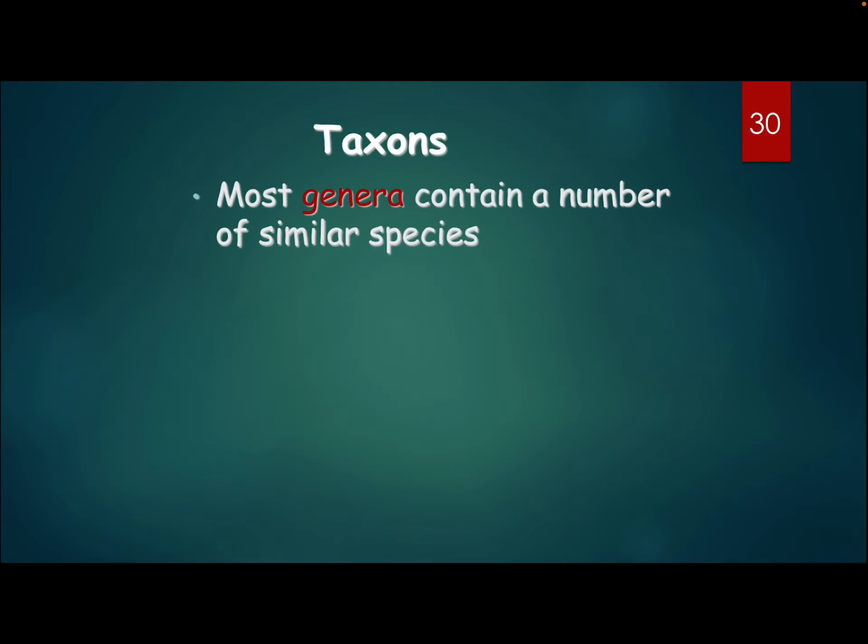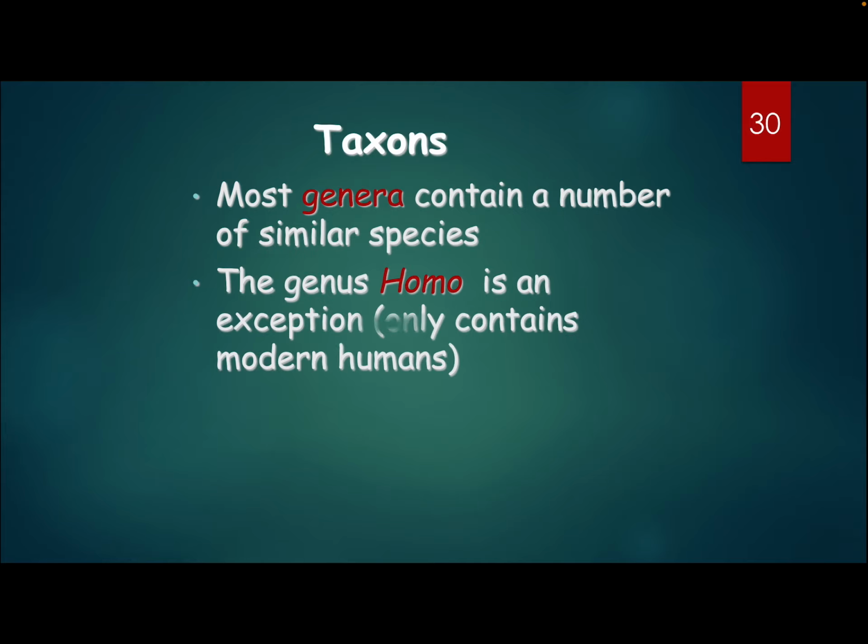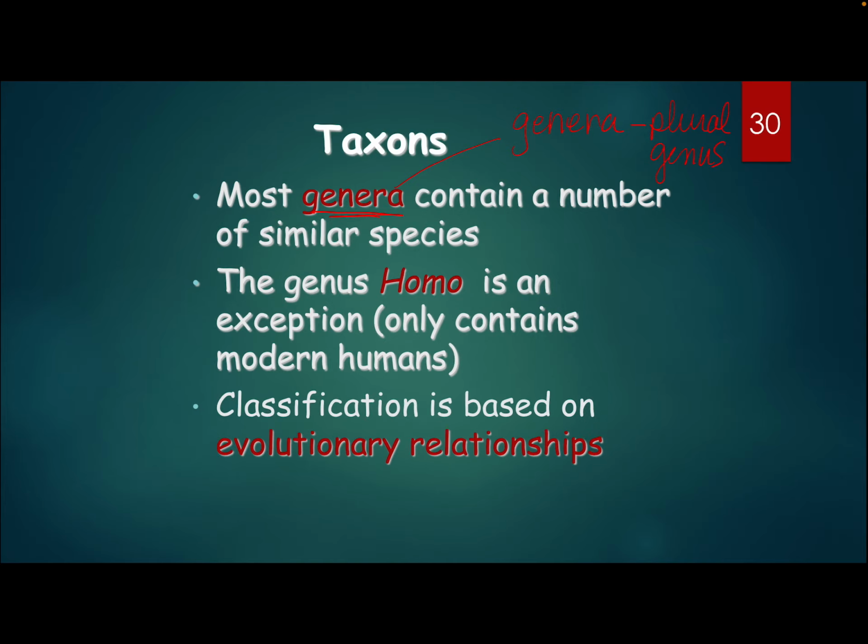All right, so taxons. Most genera contain a number of similar species. The genus Homo is an exception, only contains modern humans. So genera is plural for genus, in case you were wondering. So here they're talking about all the genuses or genera. And then here it says the genus Homo is an exception. It only has one species in it. Classification is based on evolutionary relationships.